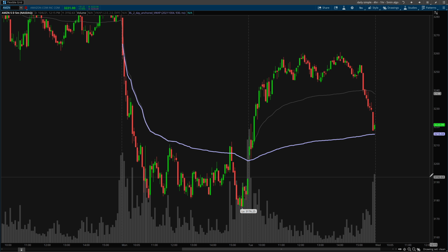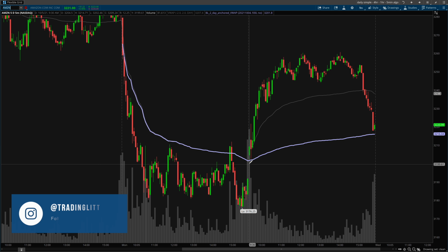Now, if you're a person that doesn't necessarily like to trade the open, or you like to wait the first few minutes, which is the type of trader I am, this is where the 2-day anchored VWAP comes into play, because you don't have to trade this first 5 minutes here, and you can see this pull in. Now, why did the 2-day anchored VWAP hold here?